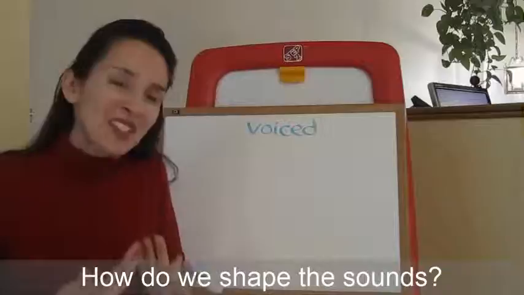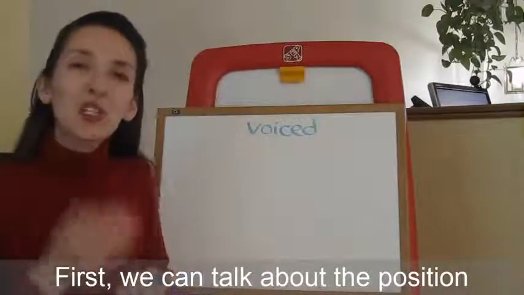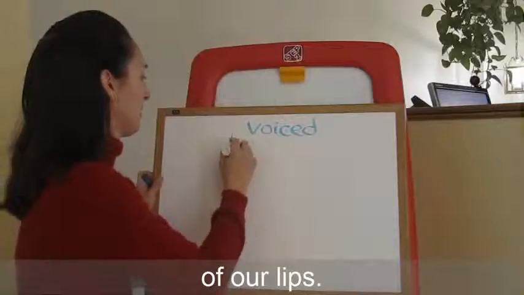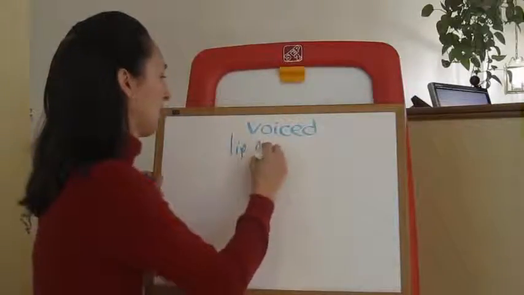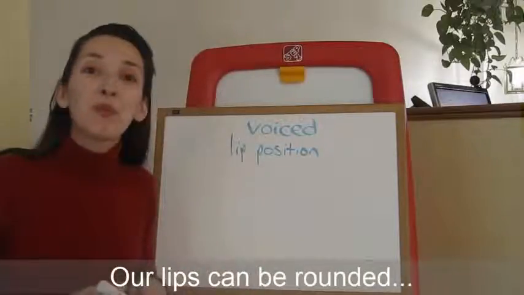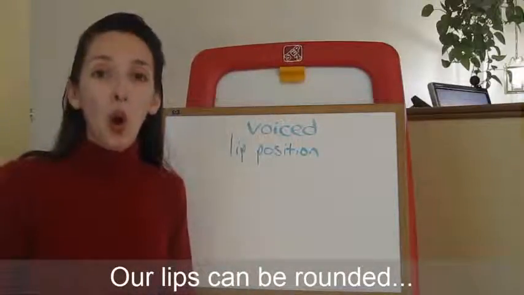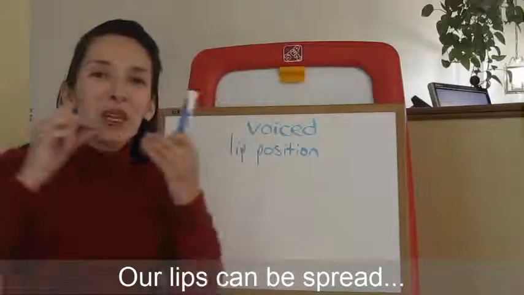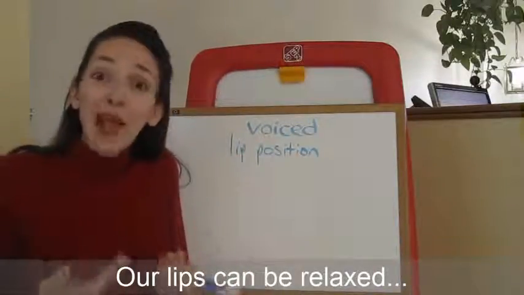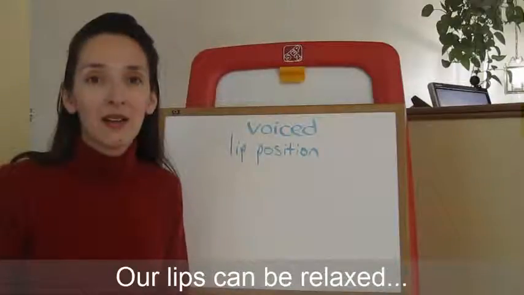How do we shape the sounds? First, we can talk about the position of our lips. Our lips can be rounded, aw. Our lips can be spread, ee. Our lips can be relaxed, ah.